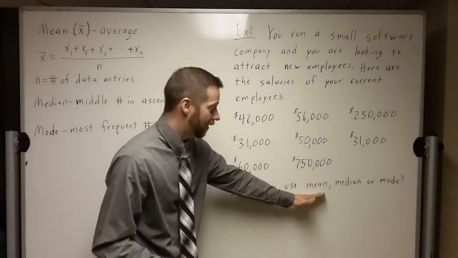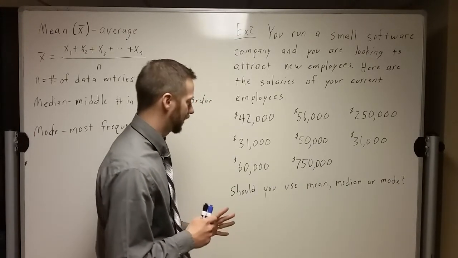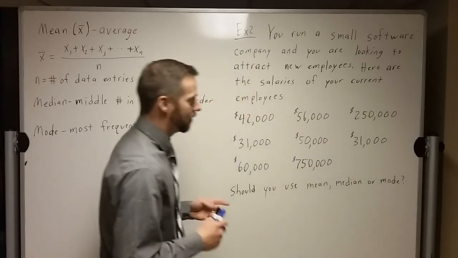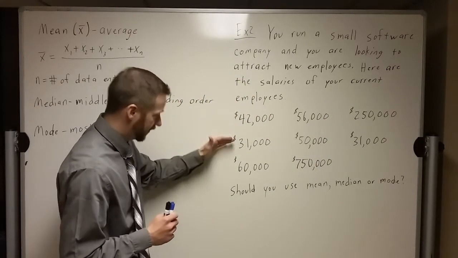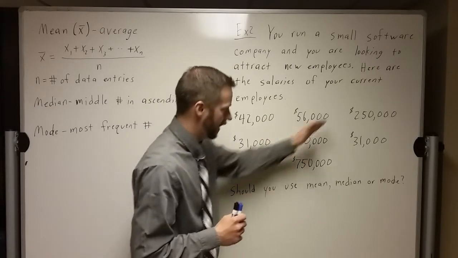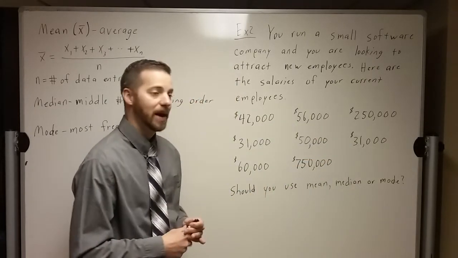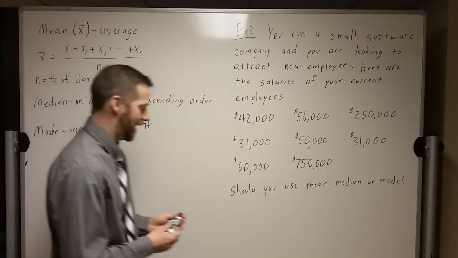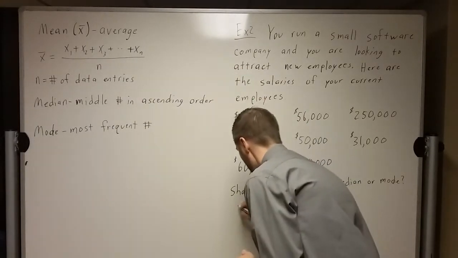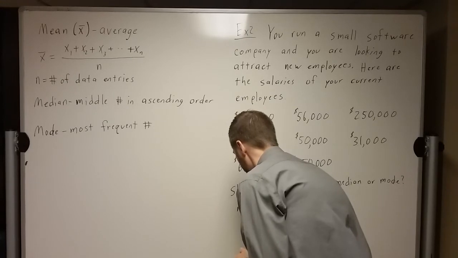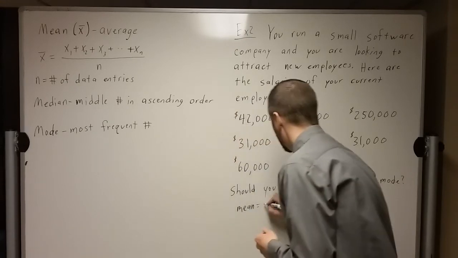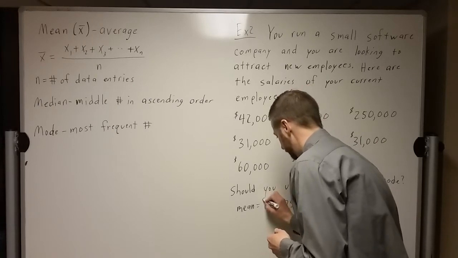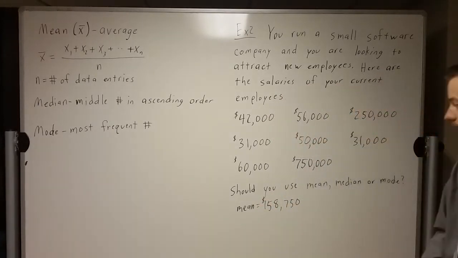Let's do the average first. Now remember the way average works. You add all of these together. I did this just a minute ago, so that plus that plus that plus that plus that plus that plus that plus that, add them all together, there's 8 total. Adding all those together and dividing by 8, you get that the average, or X bar, comes out to $158,750. That sounds pretty good.